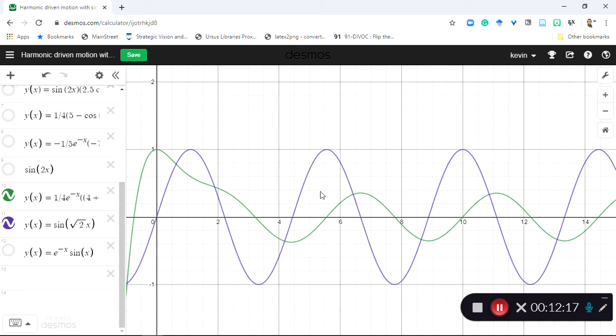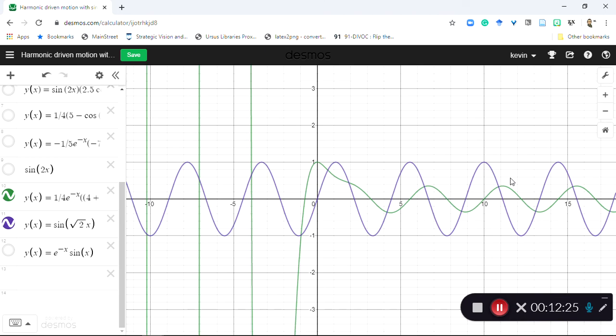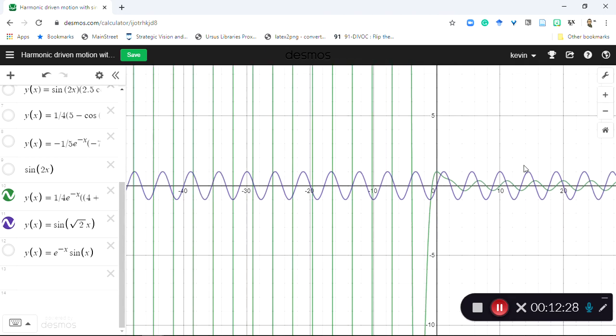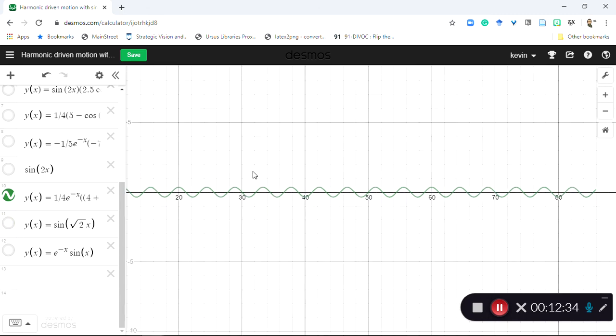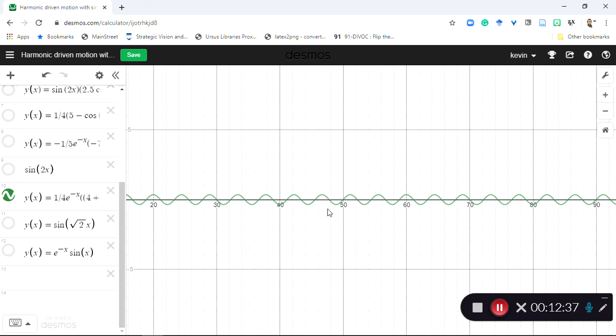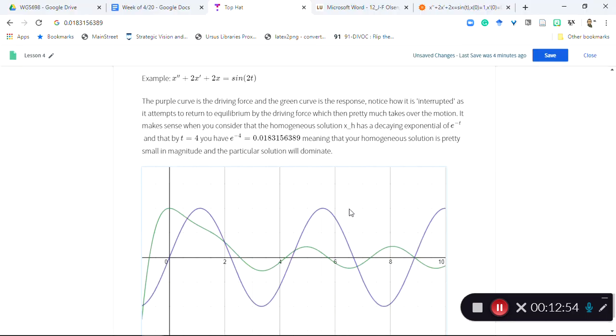And so this purple curve is the driving force, and it drives motion that, let's see if we can zoom out a little bit here. This becomes quite regular. If we just get rid of the driving force, the homogeneous solution decays away, and all we're left with is the particular solution. The particular solution is the long-term behavior of an underdamped driven oscillator, because the homogeneous solution decays exponentially. So that's kind of interesting. You don't get resonance in the damped case.